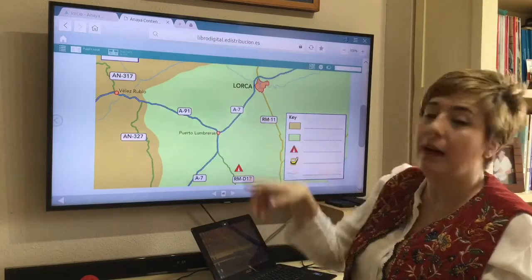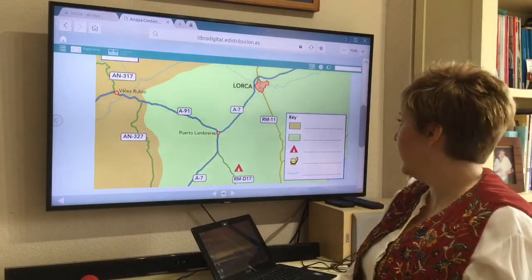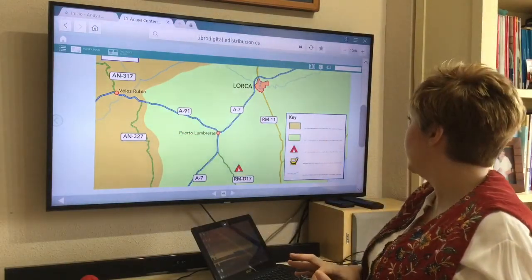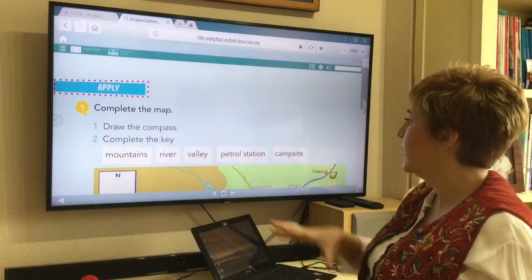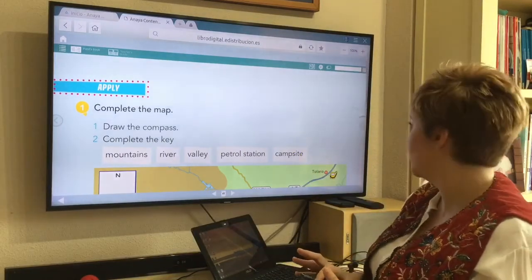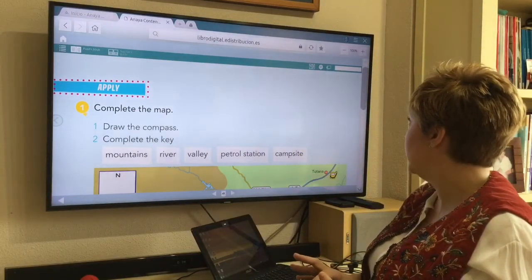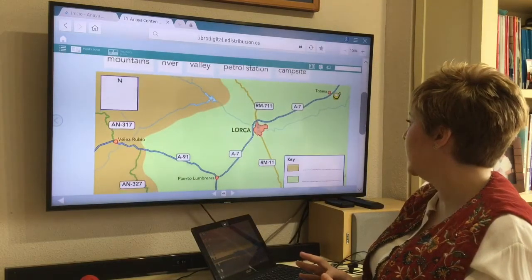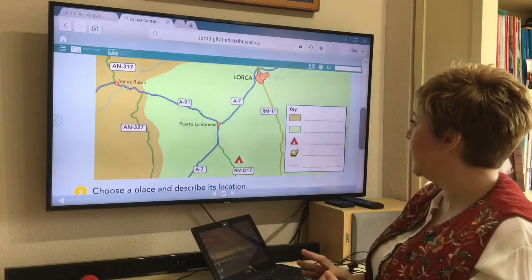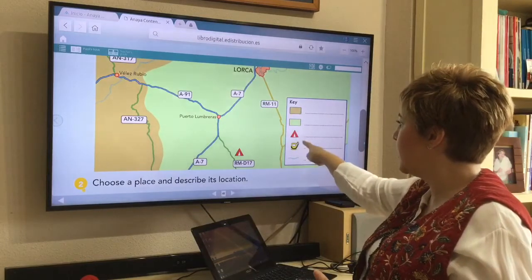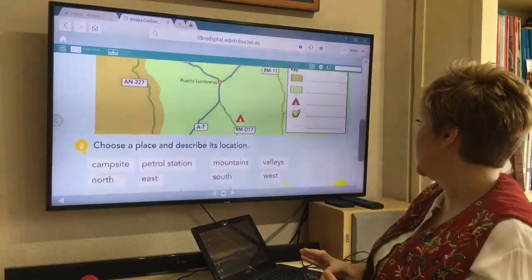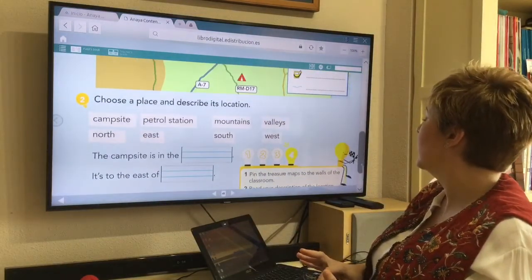Here we have a physical map, okay? In brown, we are going to put the mountains. You have the information here. Mountains, rivers, valleys, petrol station, and campsite. We did this in the classroom. Remember that in brown is always mountains. In green, in this case, valley. Then we have the campsite, which is this symbol, petrol station, which is this thing, and the river, which is a blue line.